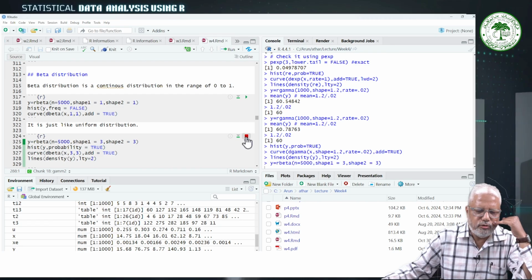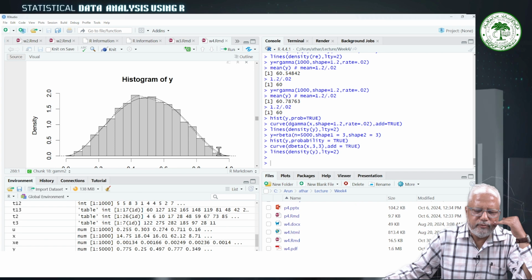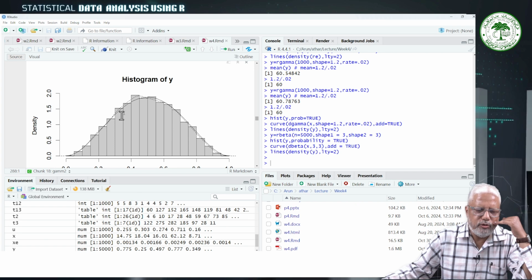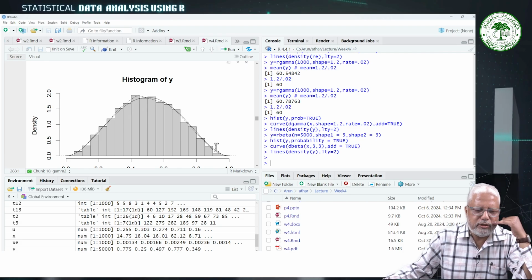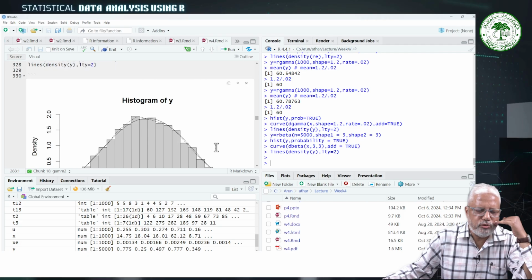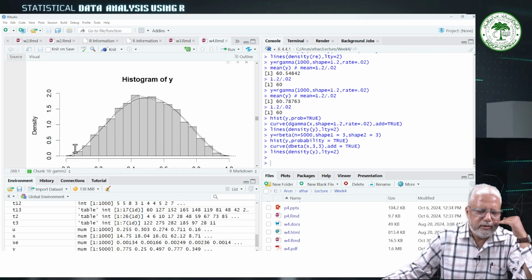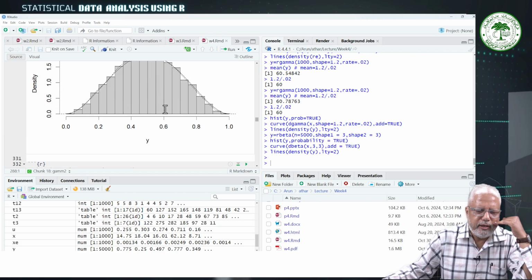So, if we run the whole chunk, we will get this. This is the histogram based on the simulated data. Then the solid line is the exact beta density with shape 1 is equal to 3 and shape 2 is equal to 3, and this is the dashed line which is the non-parametric density estimator of the density.